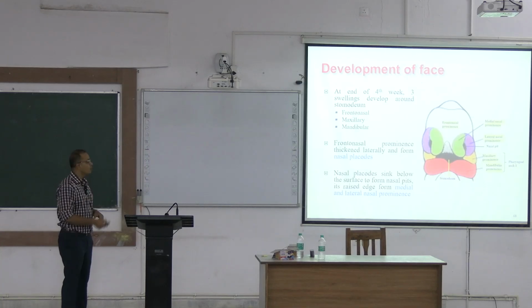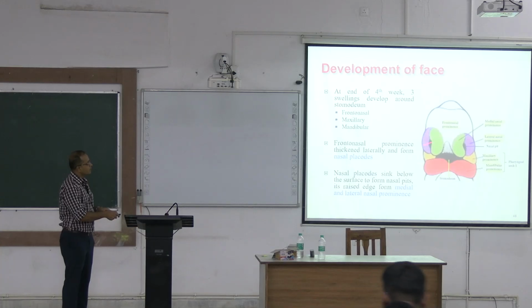The frontonasal prominence has some complex features, and these are the things we are going to talk about in this part. This frontonasal prominence has a central part, which we call the frontal prominence. And then we have the nasal prominence, right side and left side as well. The right and left nasal prominences separate out from the central frontal prominence, as you can see. This is the first phase.